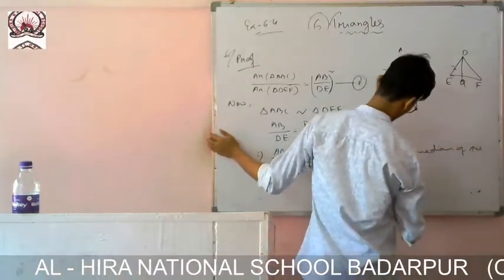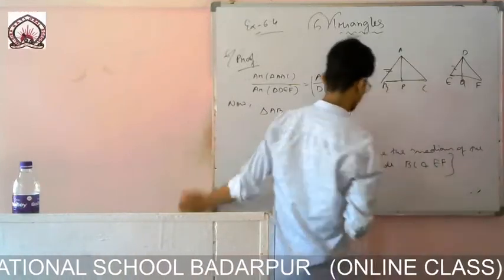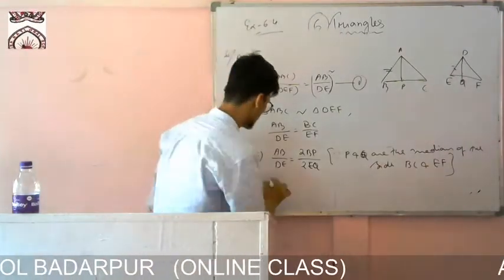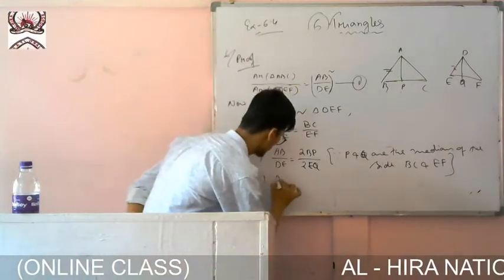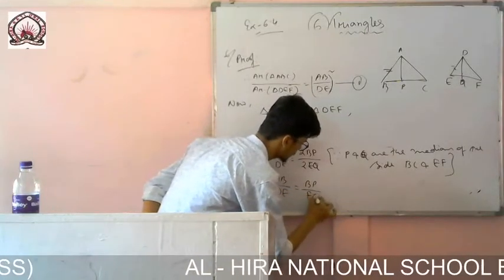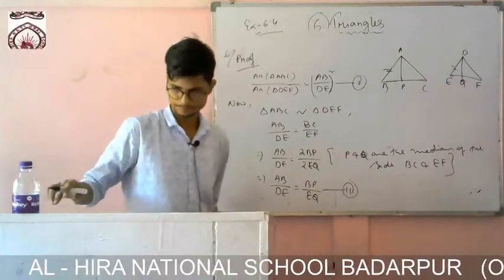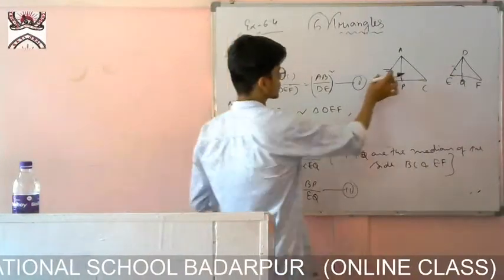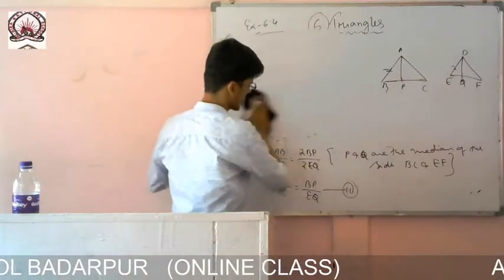of the sides BC and EF. So AB by DE I can write as BP by EQ. This is equation number 2. I am erasing this part. Equation 1, where we have written the square of this, you keep in mind. Later on we will use this one.